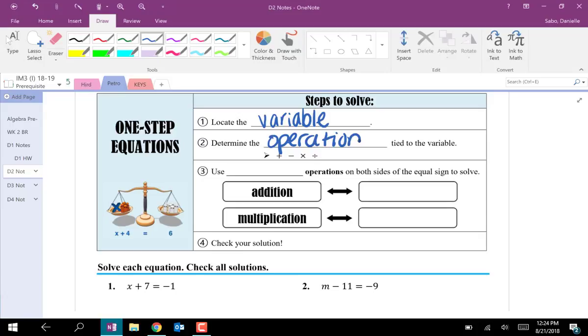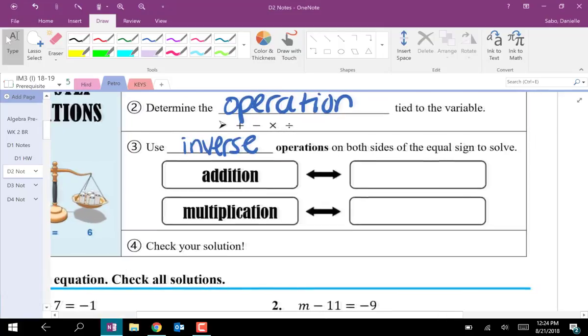Another math term that you might hear once in a while is an inverse. You want to use inverse operations. Inverse just means opposite. So again, some teachers might say opposite, but I'm going to start saying inverse because I want you to know the math terms if you are ever asked of them later on. So inverse is the math term for opposite. So what is the inverse of addition? Subtraction. And what about for multiplication? Division. Very good.